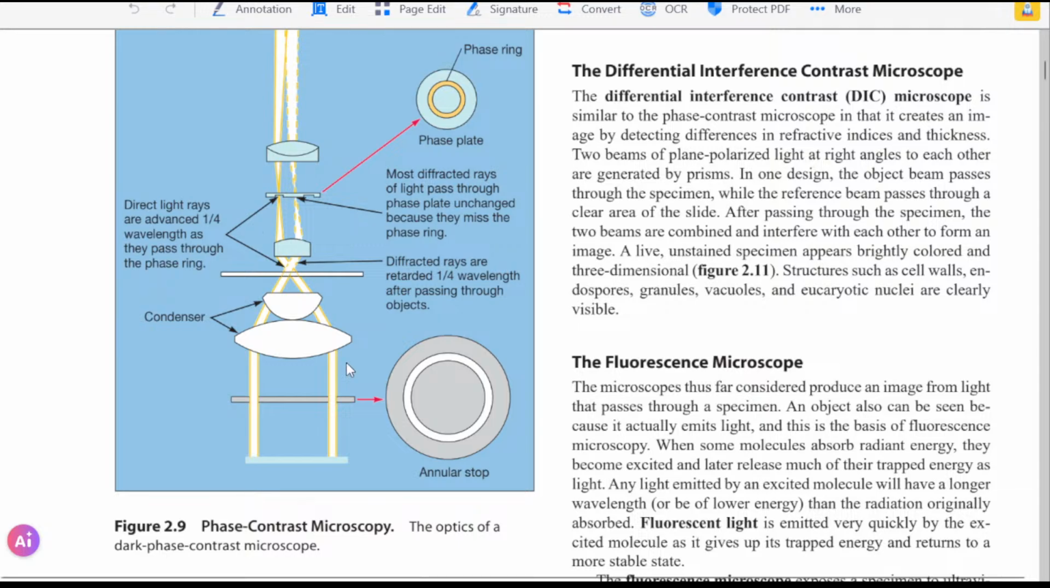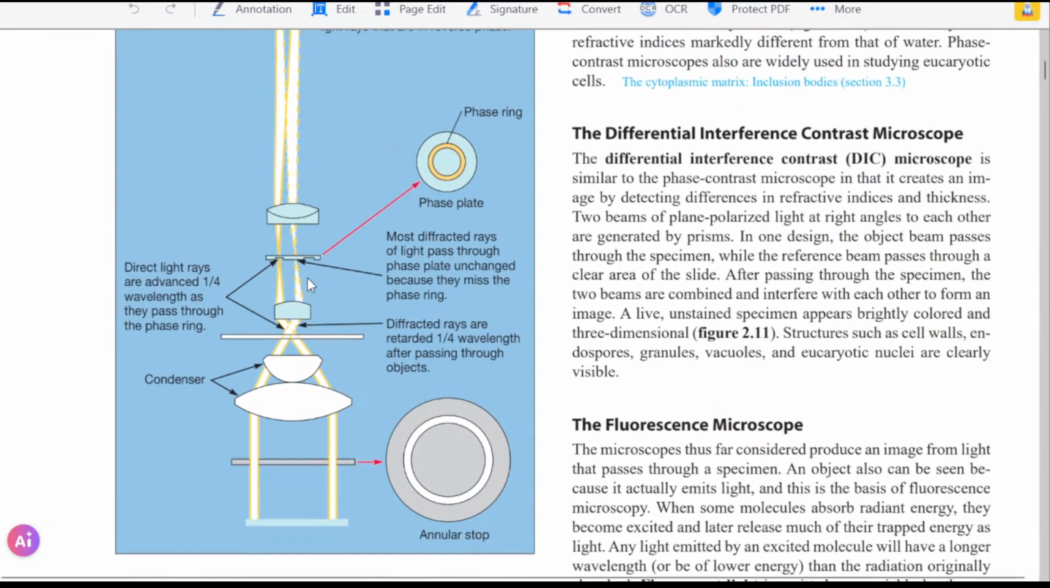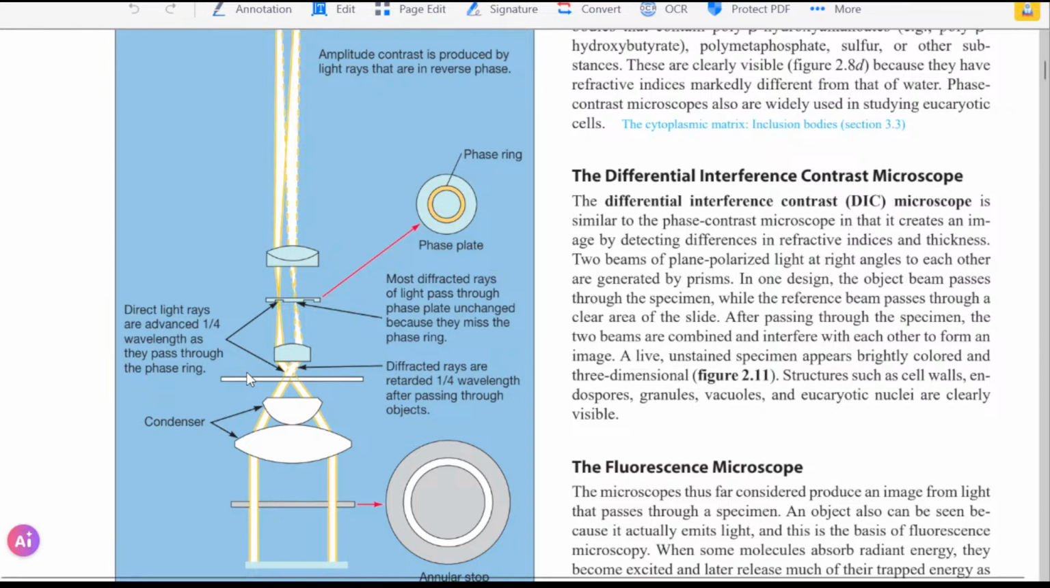Annular stop. Alright, so in this case the light is coming from the sides, in a circular shape, like it was in the dark field microscopy, right? And then there is a condenser. So up till this, nothing changed. I think the change happens here.